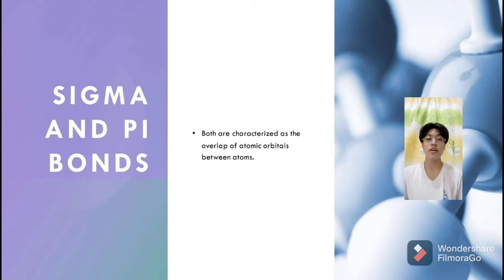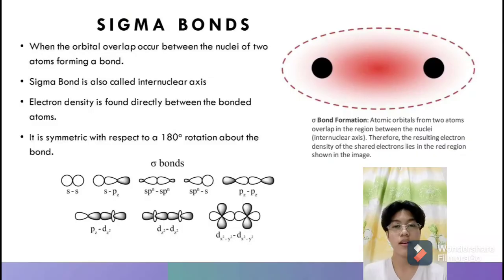Next, I would be talking about two types of characterization of overlaps formed from atomic orbitals between atoms, and these are called the sigma and the pi bonds. The sigma bond is a bond or an atomic orbital formed in the internuclear axis. The internuclear axis is the region or space in between the nuclei of the atoms forming a bond. The electron density is then found directly in this internuclear axis.